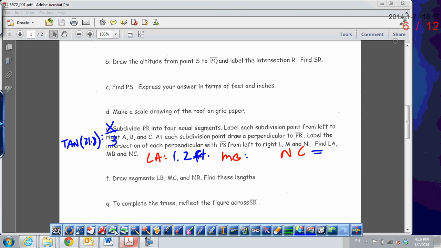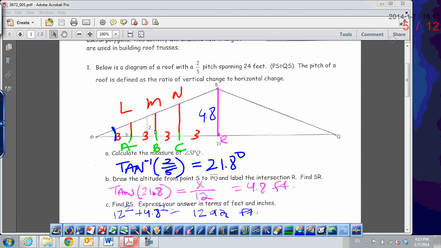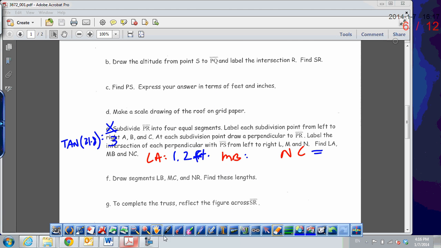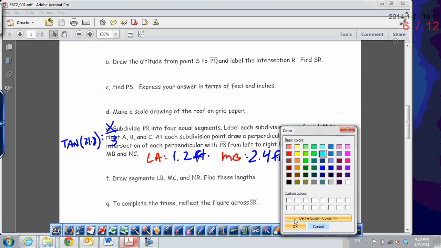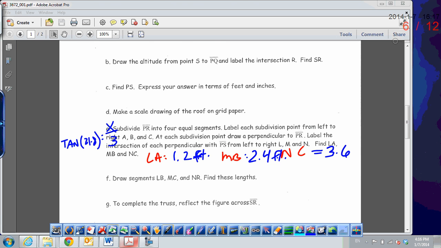Now MB is the same distance away, so 3 more, but now my triangle will be this triangle, so my x distance is 6, not 3. So I'm going to change 3 to 6, and I get 2.4 feet. And for NC, my x distance is now 9, and I get 3.6. And you see here that 1.2, 2.4, 3.6, we're just going up by 1.2 every time.